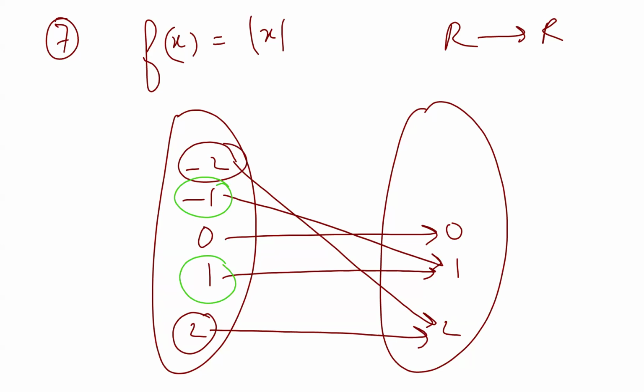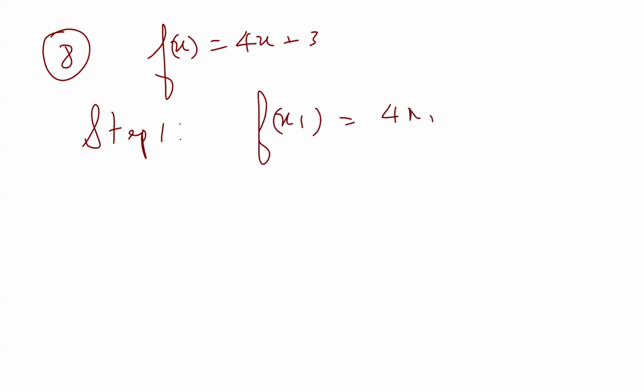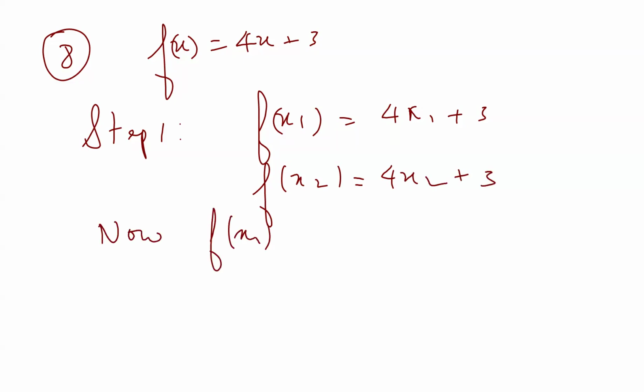Question number 8. So they are asking us to prove whether the function is invertible or not and also to find out the inverse. Now f of x is equal to 4x plus 3. Step 1, to prove 1 to 1. So f of x1 is equal to 4x1 plus 3. f of x2 is equal to 4x2 plus 3. Now f of x1 is equal to f of x2.